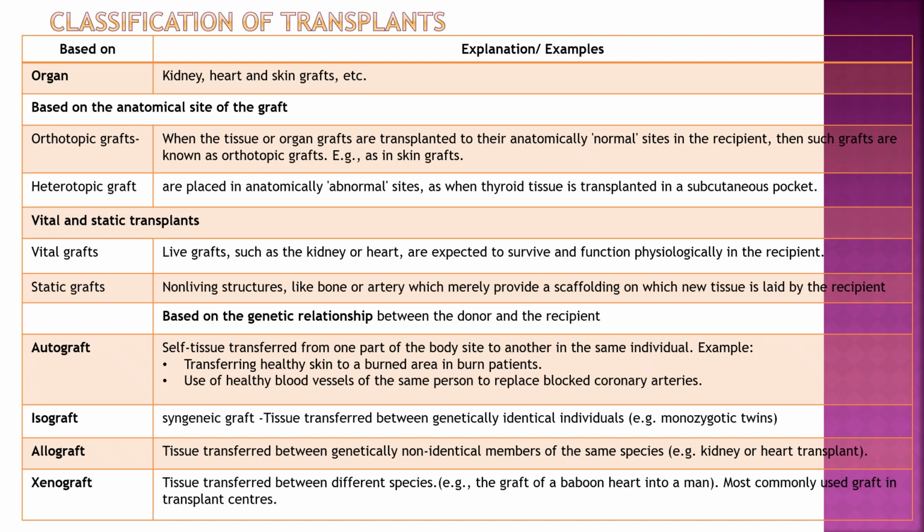Based on genetic relationship between donor and recipient, the third is the allograft, tissue transferred between genetically non-identical members of the same species, for example kidney or heart transplant. Xenograft is tissue transferred between different species, for example graft of a baboon heart into a man. Allograft is the most commonly used graft in transplant centers.